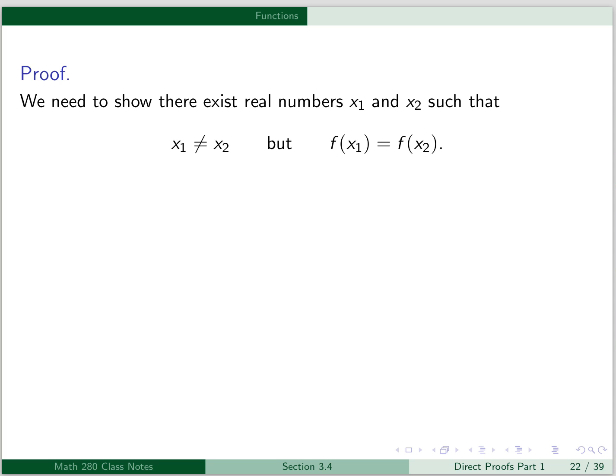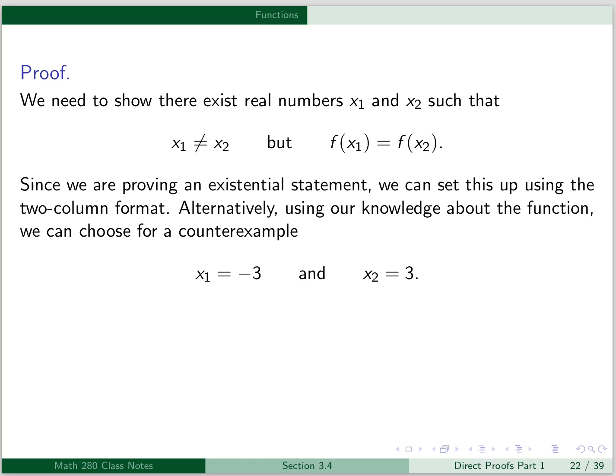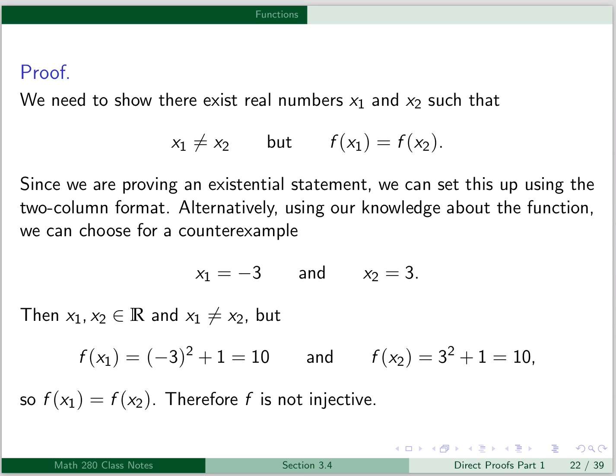So we need to show that there exist real numbers x1 and x2 such that x1 is not equal to x2, but f of x1 equals f of x2. Since we are proving an existential statement, we could set this up using the two-column format. Alternatively, just using our knowledge about the function, we can just choose for a counterexample two values for x1 and x2. For instance, x1 is equal to negative 3 and x2 is equal to positive 3. Then we know that x1 and x2 are both real numbers, and x1 is clearly not equal to x2, but f of x1 is equal to negative 3 squared plus 1, which is 10, and f of x2 is positive 3 squared plus 1, which is also 10, so that f of x1 is equal to f of x2. So this proves our existential statement, so we can conclude that our function f is not injective.